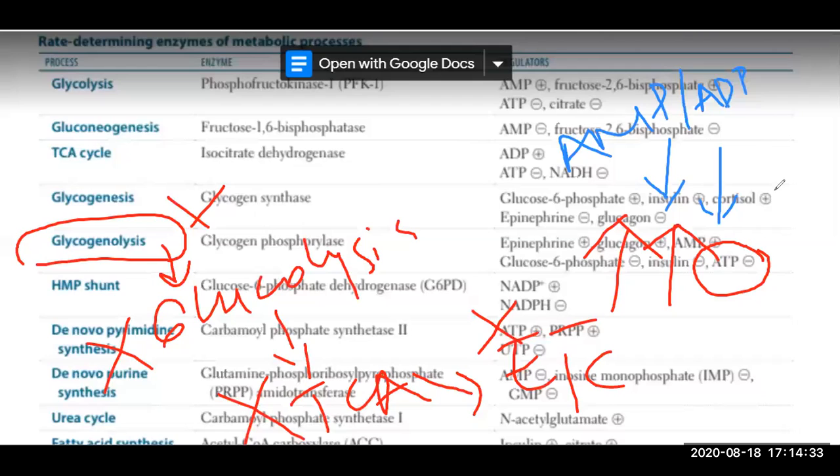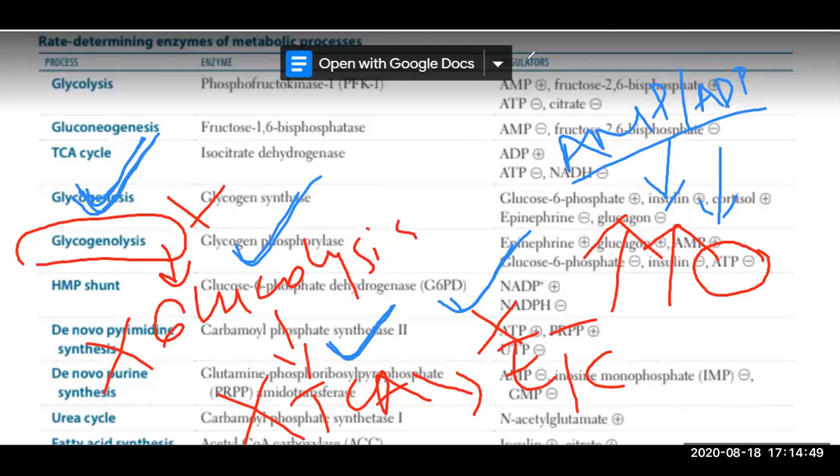You have these low energy molecules. When you have these low energy molecules, you need to break down this chunk of glycogen. You need to generate glycolysis. You need to generate TCA cycle. You need to generate electron transport. This is how it goes.